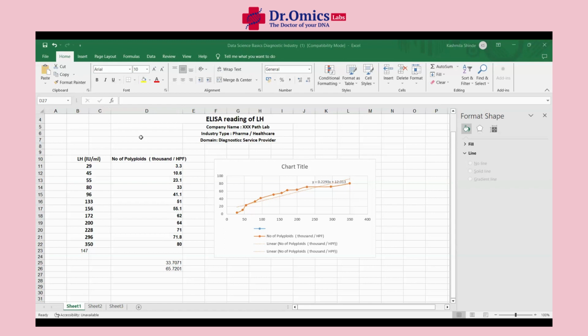Anyway, you figure it out. You should calculate y. You should find out y. Okay, so for that, what you should do is 147 into 0.2293 plus 32.013. Whatever comes, okay, so this is how the prediction is done.